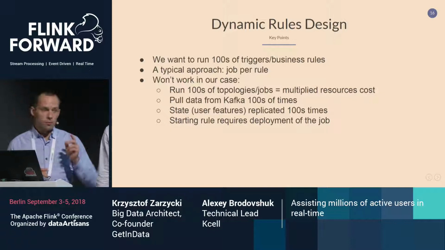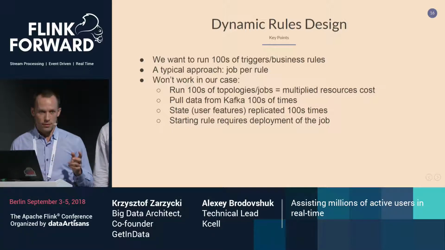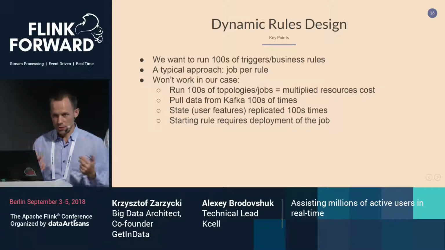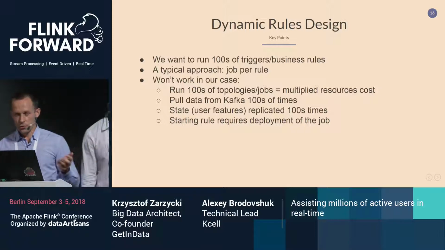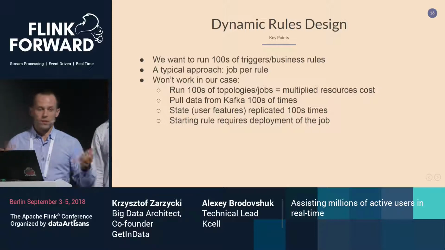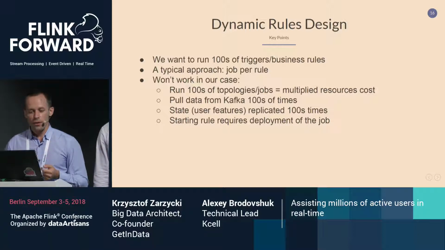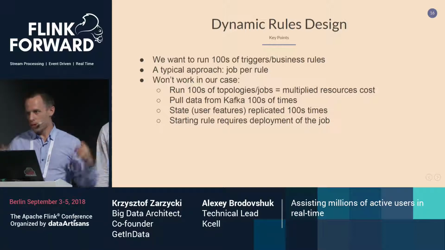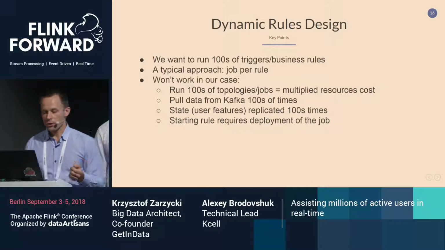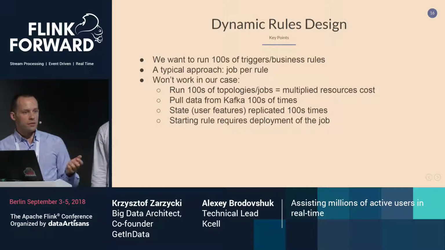And what is even more important, we will have to pull data, for example, from Kafka hundreds of times, because there are hundreds of those rules. And actually, those rules consume the same data, right? The same data sources, the billing, the roaming, the whatever. So they will pull in parallel this data. What for, you would say? And they will create state multiple times, right? They will replicate state in every job.